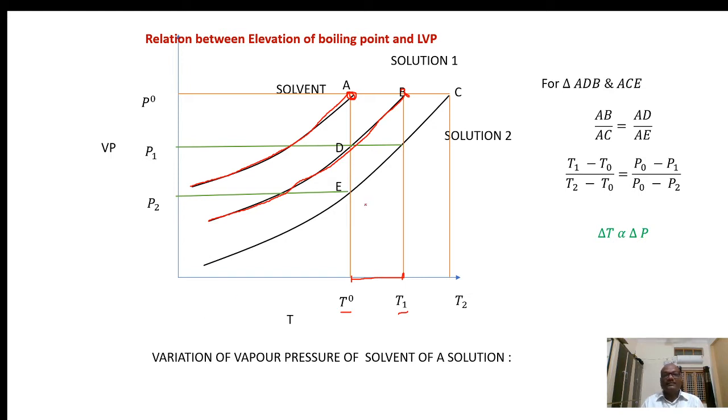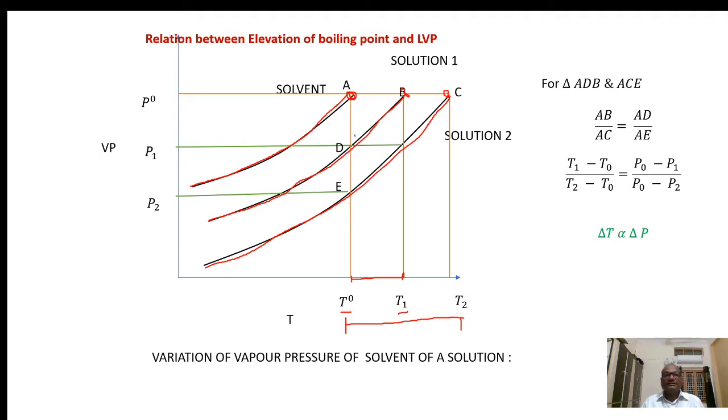Next, we have prepared another solution. It is more concentrated than solution 1, meaning it has more non-volatile solute compared to solution 1. So its vapor pressure further decreases. As the temperature increases, the vapor pressure of solution 2 gradually increases and finally becomes equal to the external pressure at point C. You can see that. Now the boiling point of the second solution will be T2. So this difference between T0 and T2 is called delta TB of the second solution.